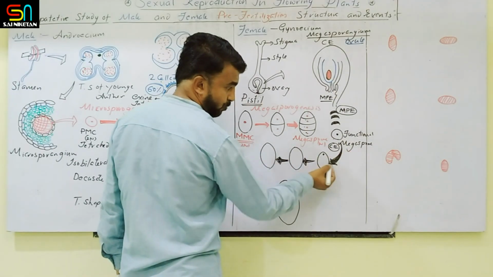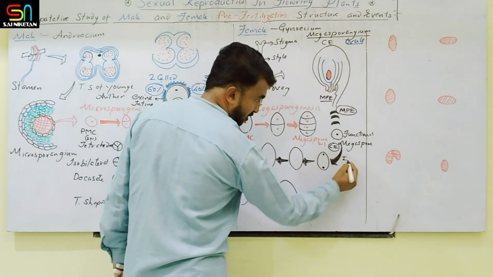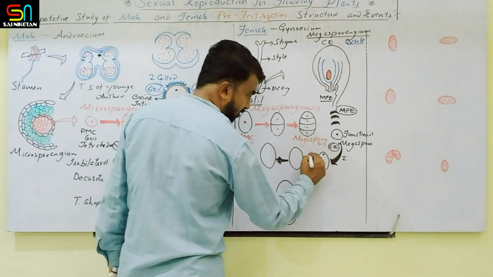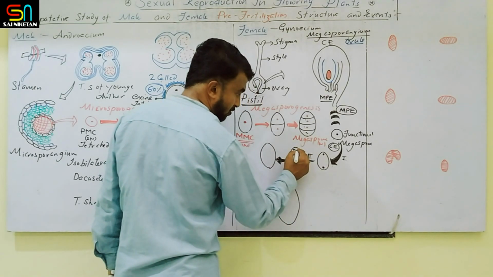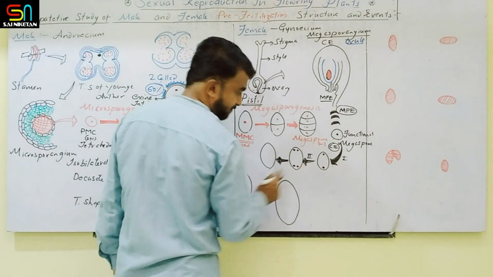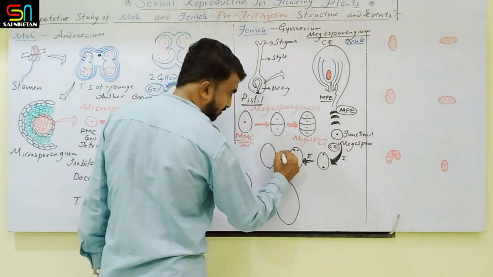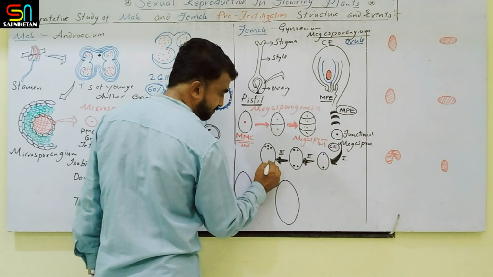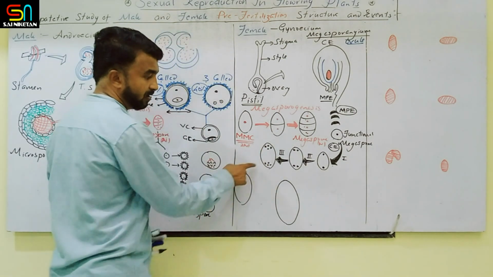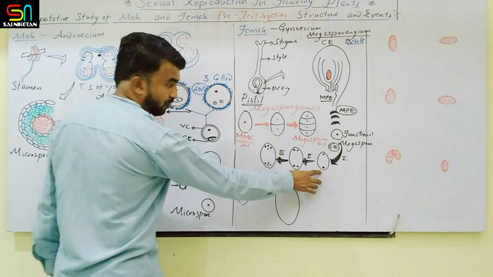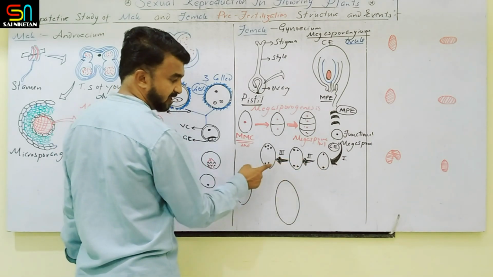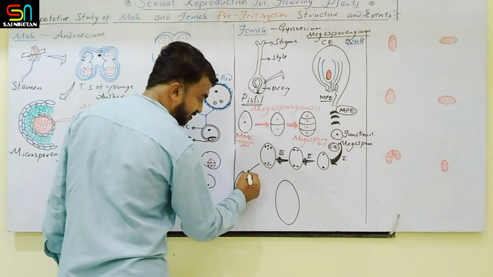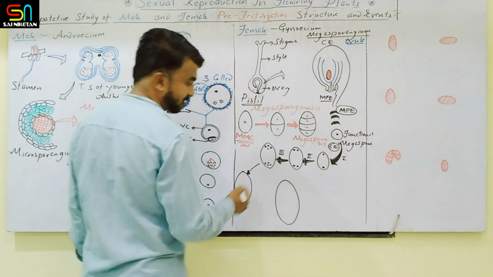So this is the functional megaspore. After first mitotic division, it forms a 2 nucleate embryo sac. After second mitotic division, it forms the 4 nucleate embryo sac. After third mitotic division, it forms the 8 nucleate embryo sac. Now within the same cell, 8 nuclei are there. That's why it is a 2 nucleate embryo sac, 4 nucleate embryo sac, 8 nucleate embryo sac. Now this process is the development of everything.